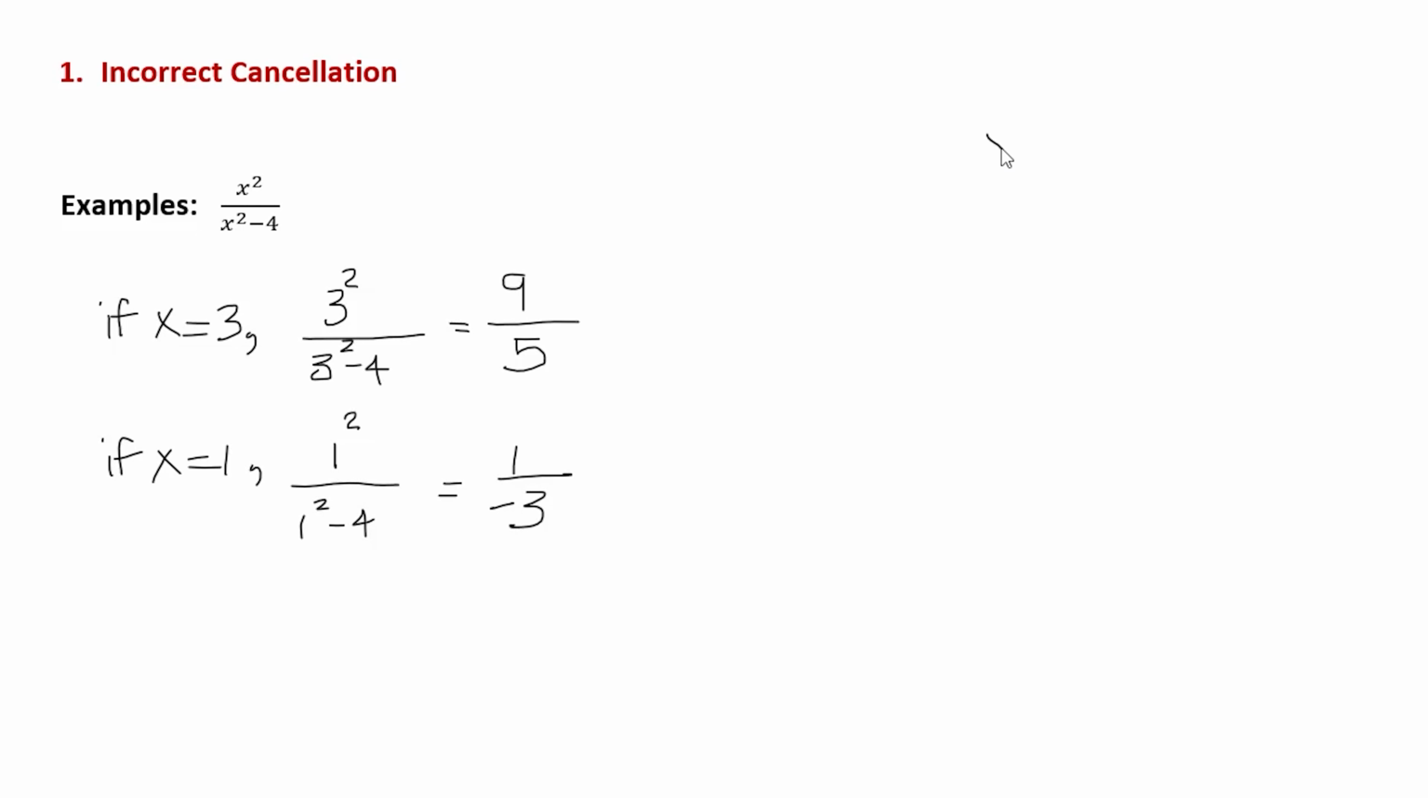So let me rewrite this expression here, and I'll show you the mistake I see all the time. I see students say, oh, there's an x squared in the numerator, and there's an x squared in the denominator, so I'm going to cancel them, and that's going to give me 1 over -4, or something like that. Well, that cannot be correct, because you've got to take into consideration x is a variable. It could be all kinds of things.